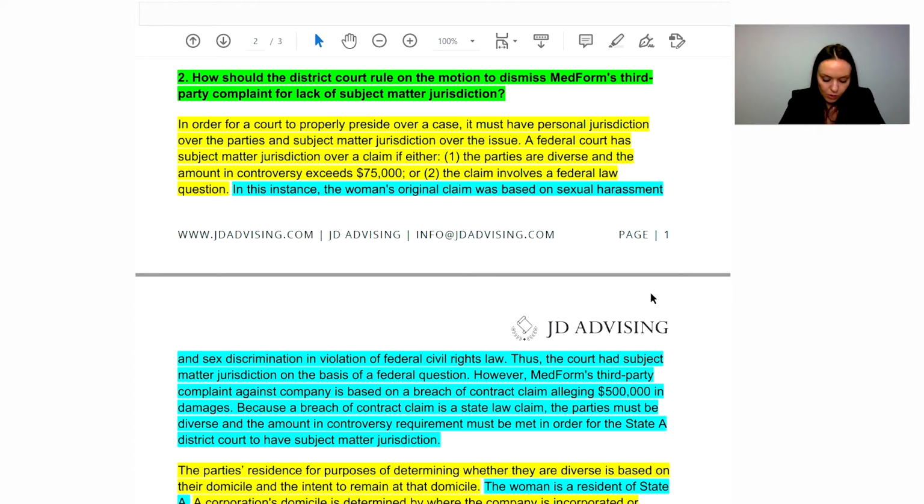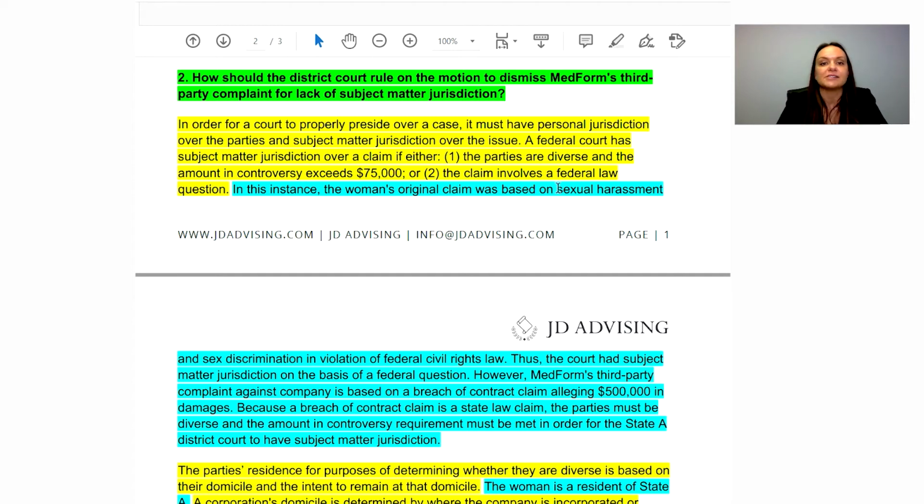Here, we're specifically told that Medform, one of the parties here, is incorporated in state A, and the facts lead you to believe that their headquarters is also in state A, and the company that they sue is domiciled in state B, because that is where the fact pattern tells you they're incorporated, and their headquarters are also indicated to be in state B. So this means the parties are diverse, and the amount that is alleged in terms of damages is $500,000. So the quick answer to this question is that this motion to dismiss should be denied because there is subject matter jurisdiction in the form of diversity.